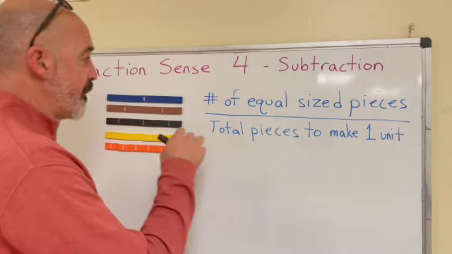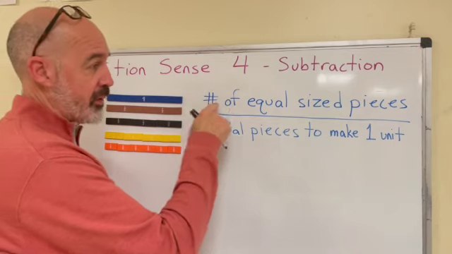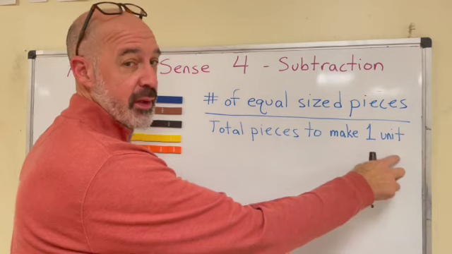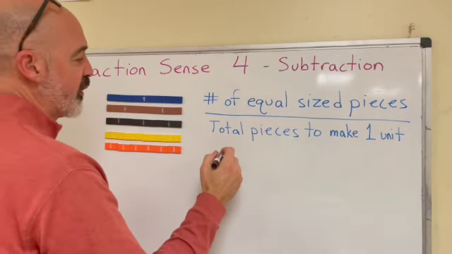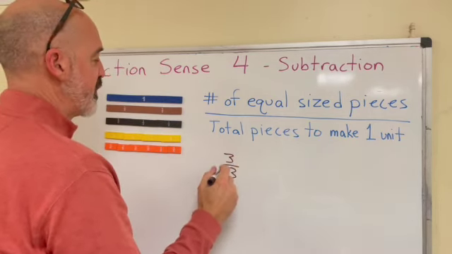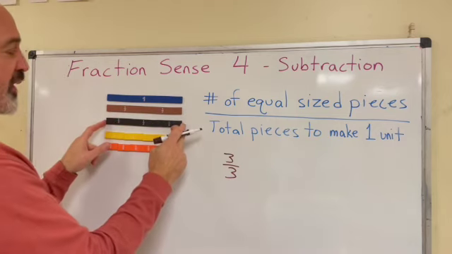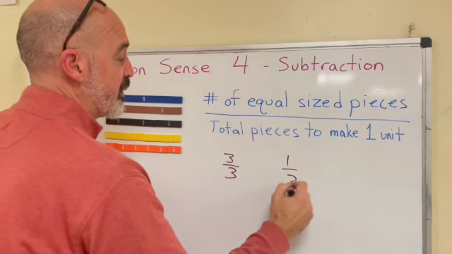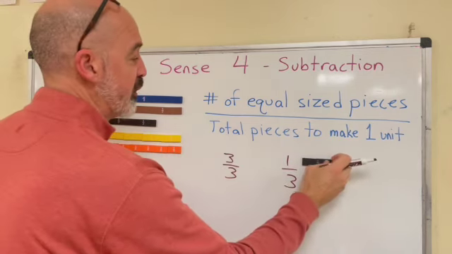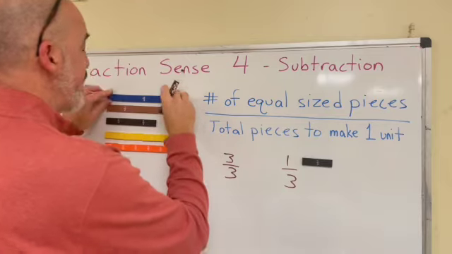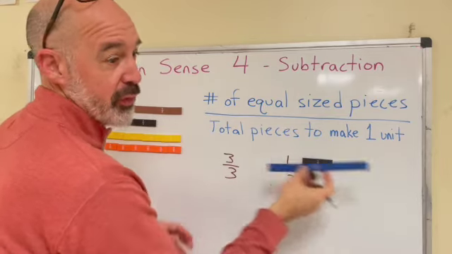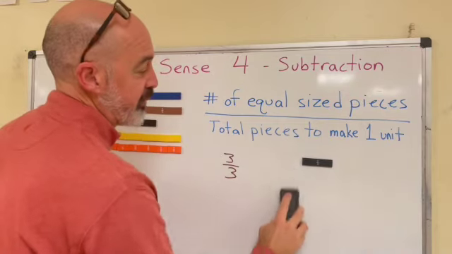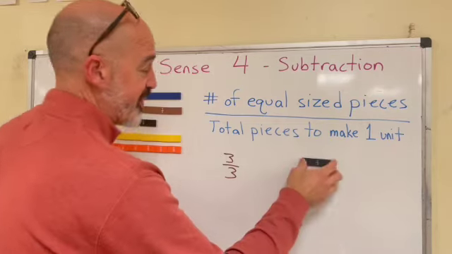And it's the fact that a fraction represents a number of equal-sized pieces compared to the total pieces that make one unit. So if I write 3/3, your child should recognize that that's what it takes to make that one whole unit. So if I write 1/3, that's only one piece out of the 3 that it would take to make that one whole unit. So make sure they're comfortable with talking about things like 3/3, 4/4, 5/5, and so on.